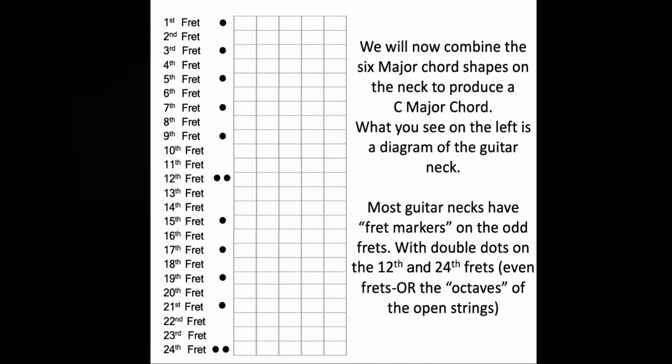Here we go. All right, so this first image, you'll see a 24 fret neck. There's nothing on it. But what we're going to do with this is a 2-octave neck. Most guitar necks have fret markers on the odd frets with double dots on the 12th and 24th frets, the even frets. Or we could say the octaves of the open strings. So let's place our first chord shape.